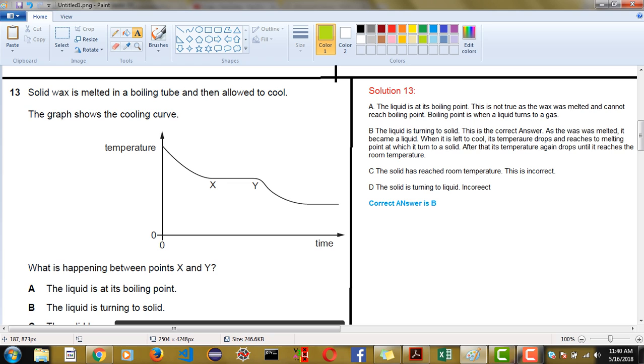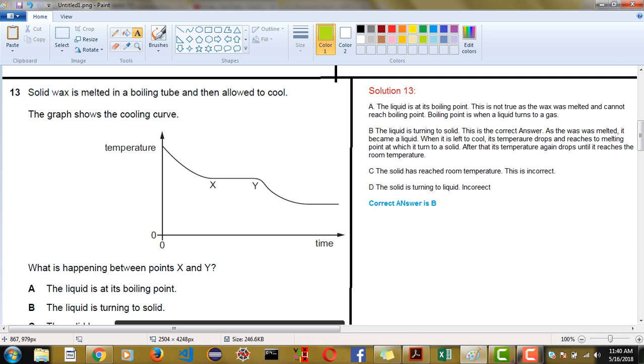So the solid wax becomes a liquid, then it's allowed to cool. If it is allowed to cool, what will happen? Its temperature will decrease until at a certain time it will reach the melting point. At this point the temperature will remain constant for some time, and it will convert back to a solid. So it will convert back to a solid from the liquid, then again its temperature will decrease. So the question asks us what is happening between points X and Y.